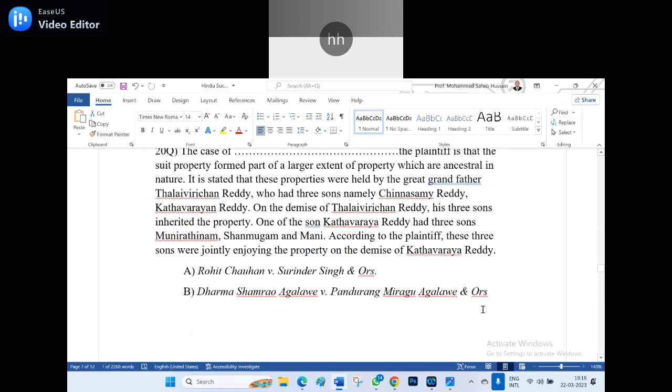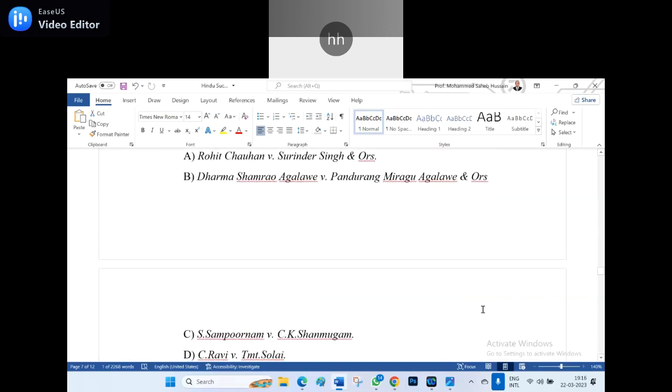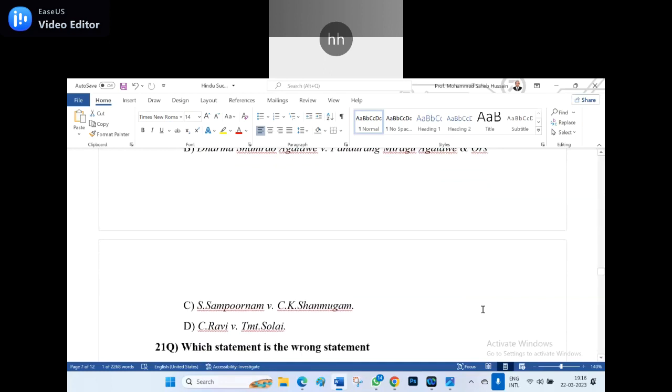A. Rohit Chauhan versus Surinder Singh and others. B. Dharma Shamaro Agalavai versus Panduranga Miragu Agalavai and others. C. S. Sampurnam versus C.K. Shanmugam. D. C. Ravi versus TMT Solai.